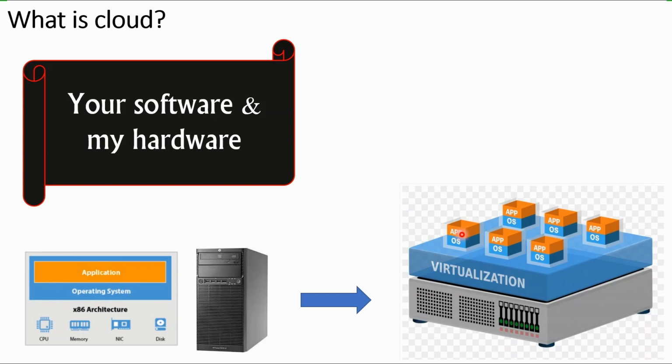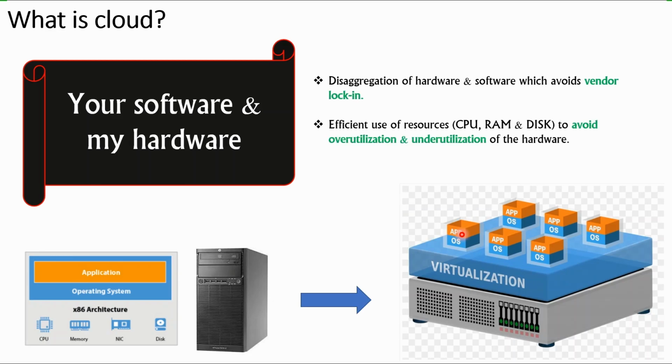Okay. So what we have achieved using this virtualization is the disaggregation of hardware and software, which avoids vendor lock-in. So I can host my application, or many such applications, on any hardware of my choice. This is one. And another advantage is we now have efficient use of resources, that means CPU, RAM, and disk, to avoid over and under utilization of the hardware.